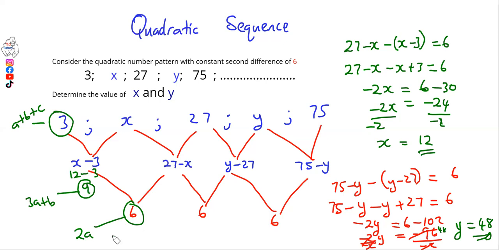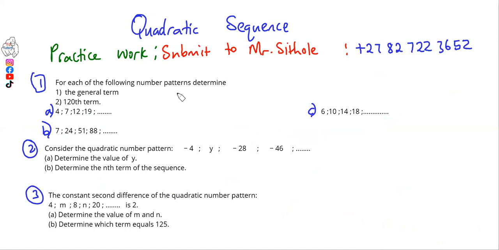In this case you can find your formula, which is Tn equals an squared plus bn plus c. So you can now use what we have learned to get to the final answer for the nth term. That's part of your homework as well, to get the nth term there. And this is what I need you guys to submit to me and have a look at it.